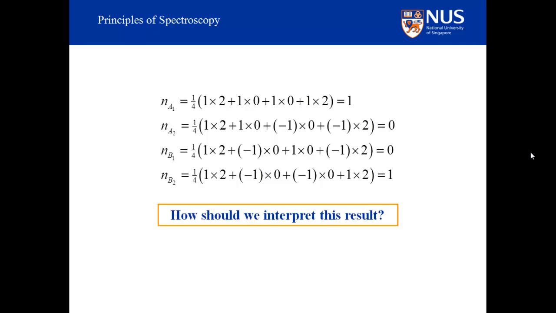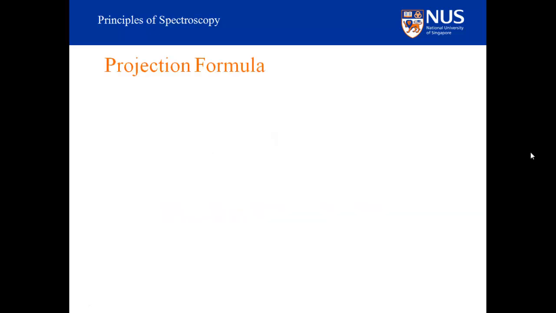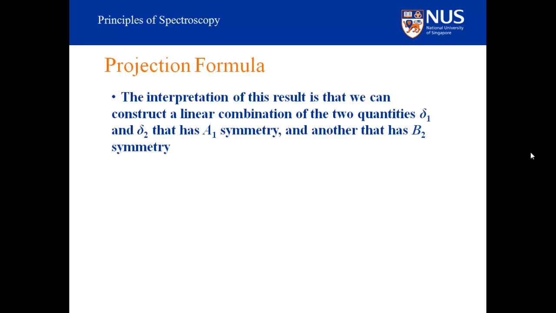But how should we interpret this result? The interpretation of this result is that we can construct a linear combination of the two quantities delta 1 and delta 2 that has A1 symmetry and another combination that has B2 symmetry.